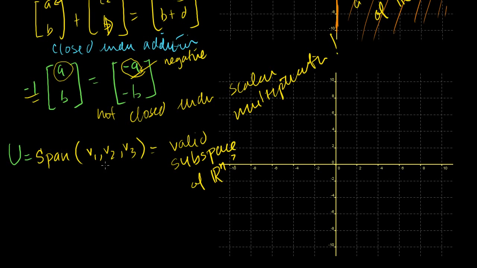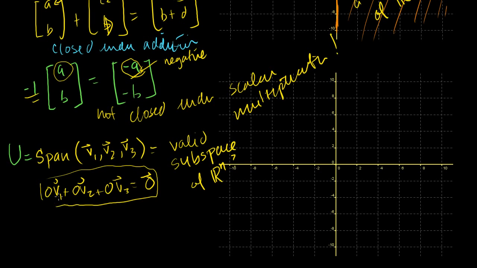Actually, does this contain the 0 vector? Well, sure. If we multiply all of these by 0, so 0 times v1 plus 0 times v2, these are all vectors, I didn't write them bold, plus 0 times v3, we get the 0 vector. Everything is zeroed out. So it definitely contains the zero vector. This is a linear combination of those 3 vectors, so it's included in the span.